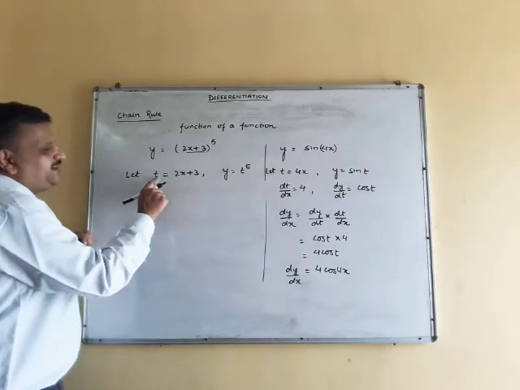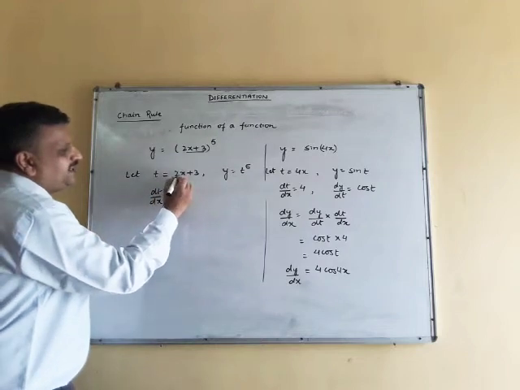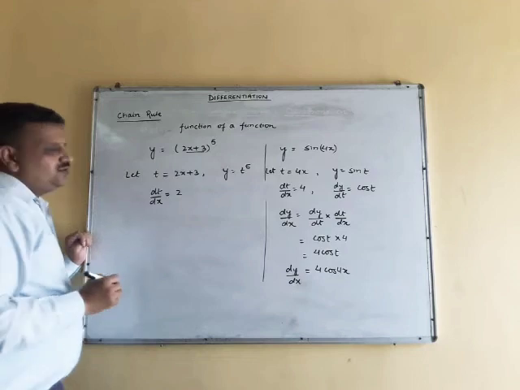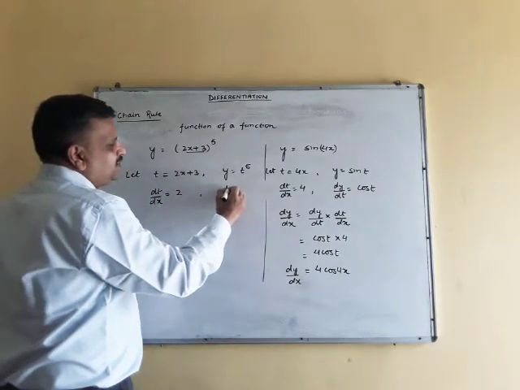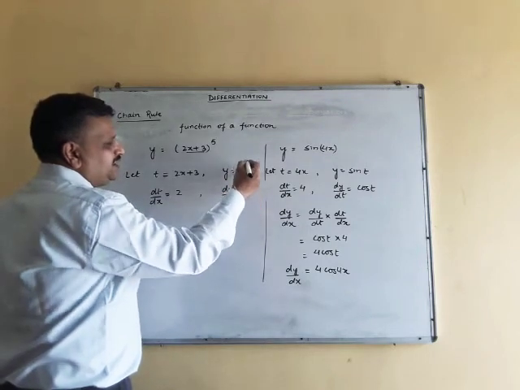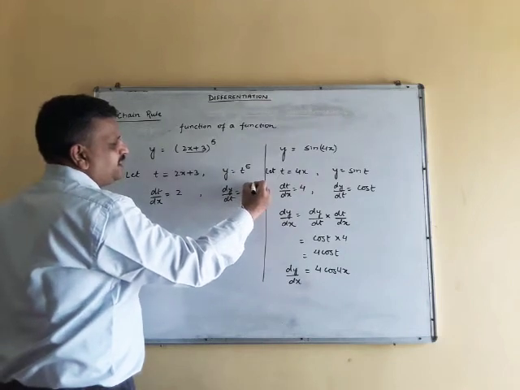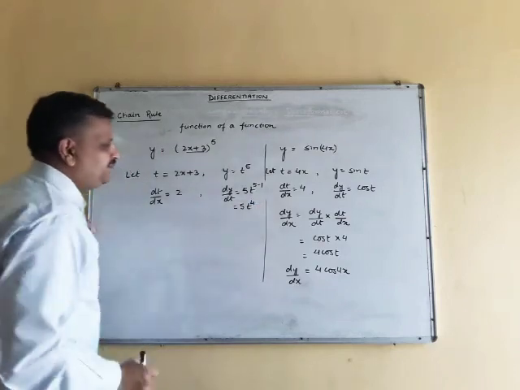Now we find the derivative of t with respect to x. So dt by dx: the derivative of 2x is 2 and the derivative of 3 is 0. So it is 2 only. Now dy by dt: the derivative of t raised to the power 5 is 5 t raised to the power 5 minus 1. This is 5 t raised to the power 4.